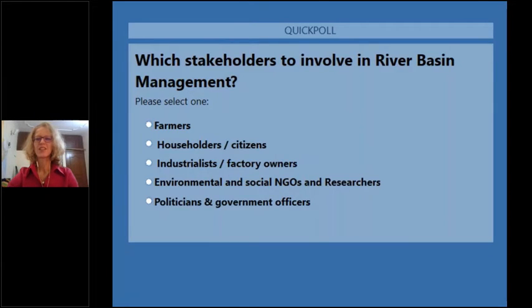Great. So please just highlight which stakeholders you think should be involved. We have put some groups there, farmers, householders. There may be others, so in the chat box you can add options that we have not given in the poll. Anybody else who wants to vote, because we're going to close the poll in around 5-10 seconds. Please go ahead.